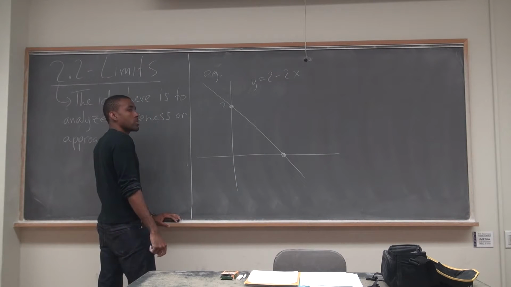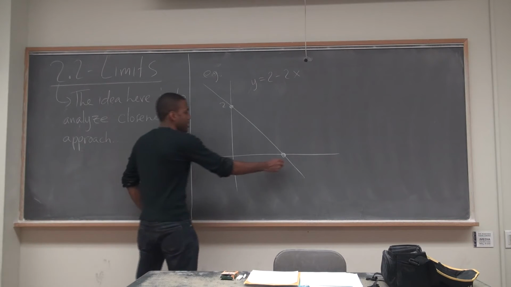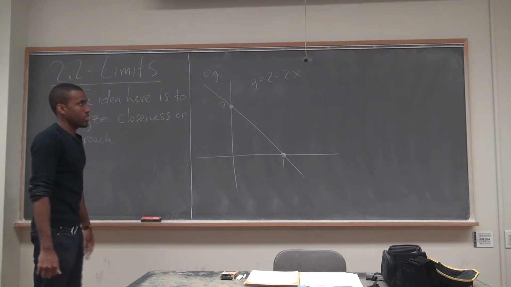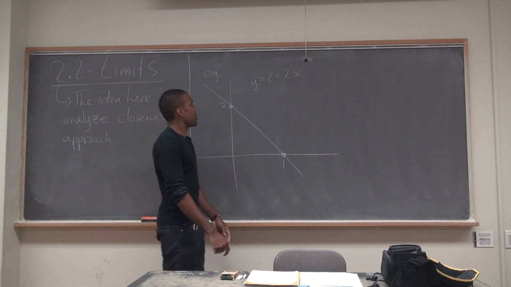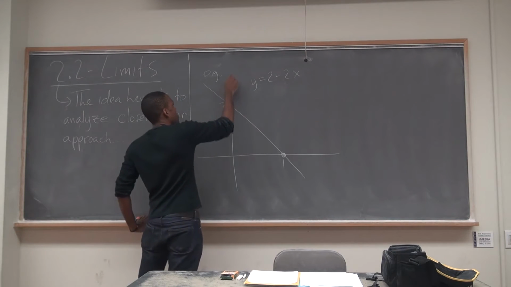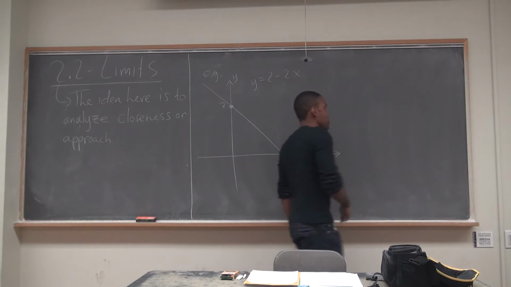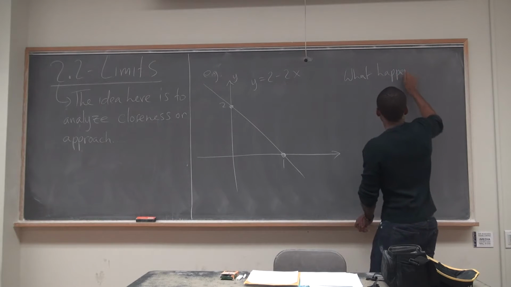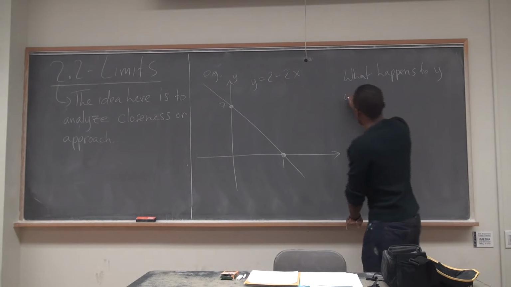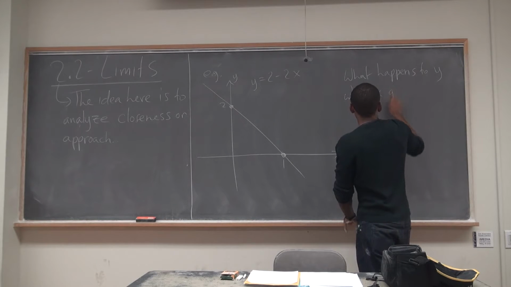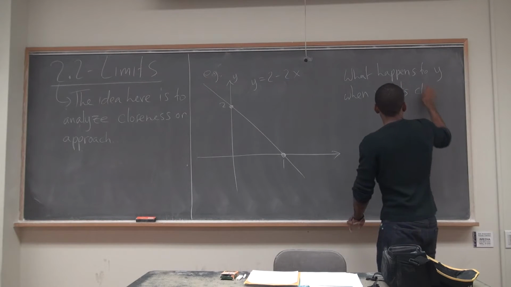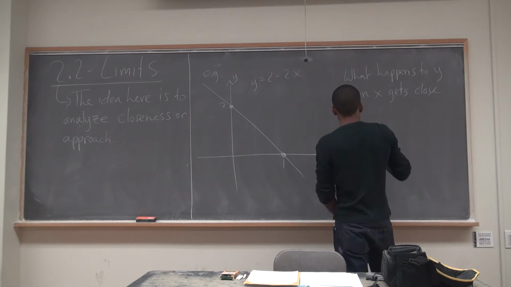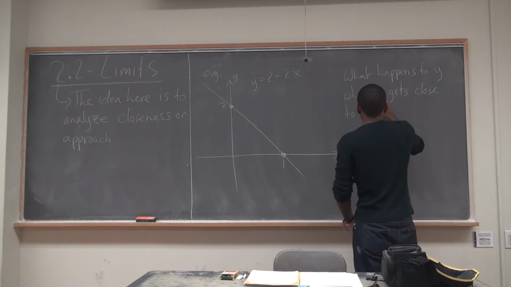Okay, so what's your question? 1. Right? So when my y equals 0, my x will be 1. So that's our function. Now let me ask you a question. What happens to y when x gets close to 2? Let's say I actually get that question.